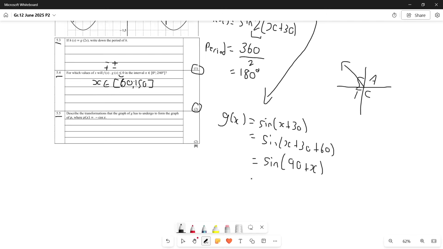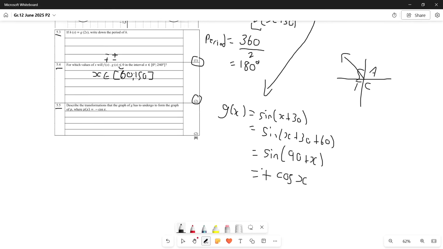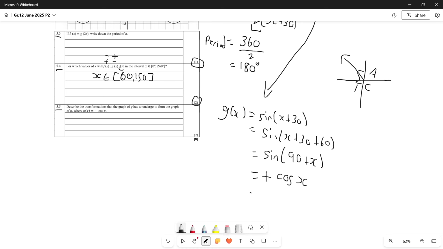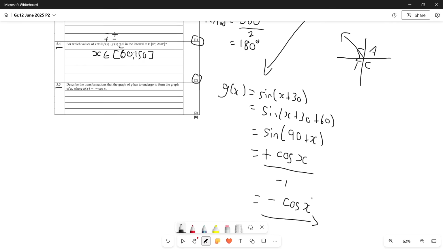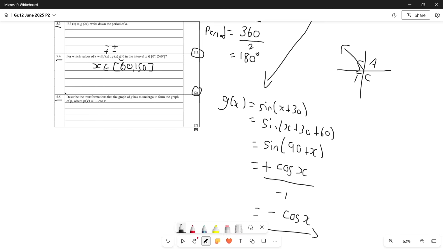A reminder that for sine 90 plus x, we are positive in our sine quadrant. So sine is already positive there, which means we just take a positive out, and then we can drop our 90 and turn it into cos x. So at this stage, we have a positive cos x, and then it needs to become a negative cos x, which means we'll just have to divide it by a negative 1, and then we end up with a negative cos x.